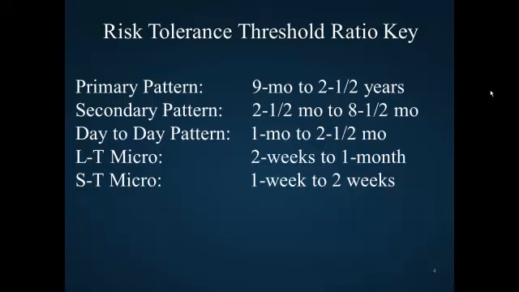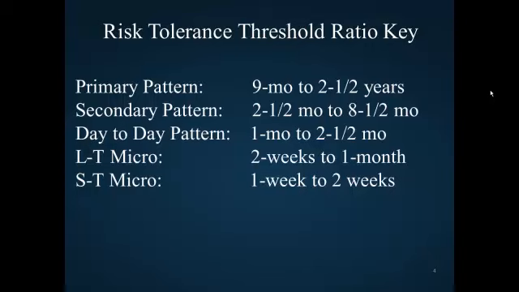Here they are. The primary pattern, 9 months to 2.5 years. Secondary pattern, 2.5 months to 8.5 months. Day-to-day pattern, 1 month to as long as 2.5 months. Our long-term micro, 2 weeks to a month. Our short-term micro, 1 week to 2 weeks. These are our 5 basic time patterns.